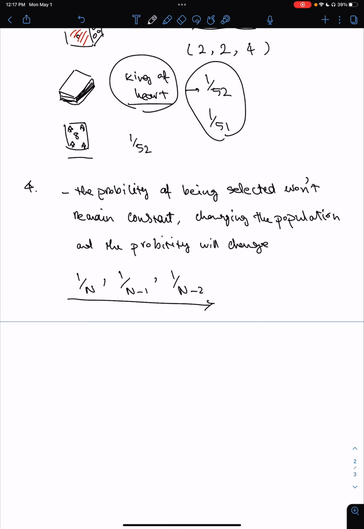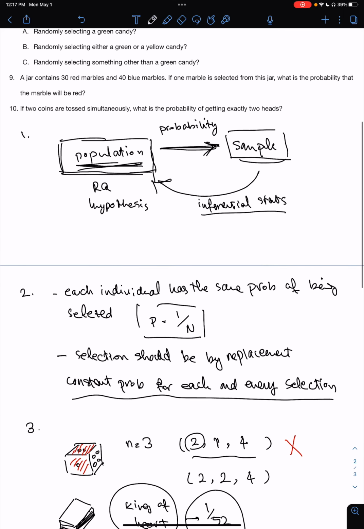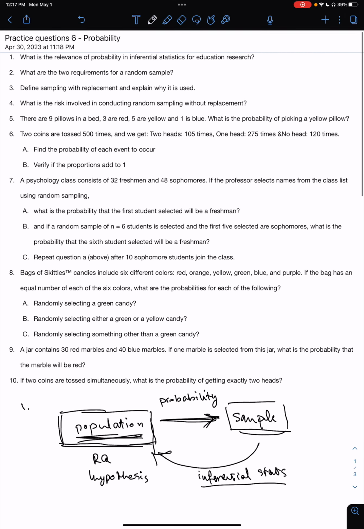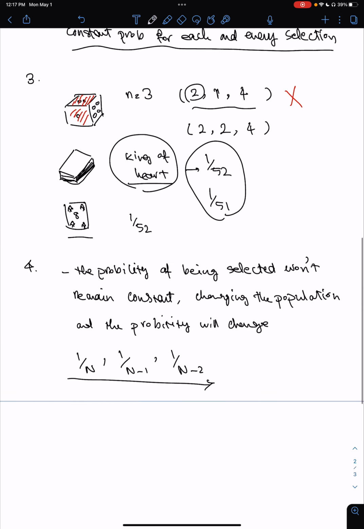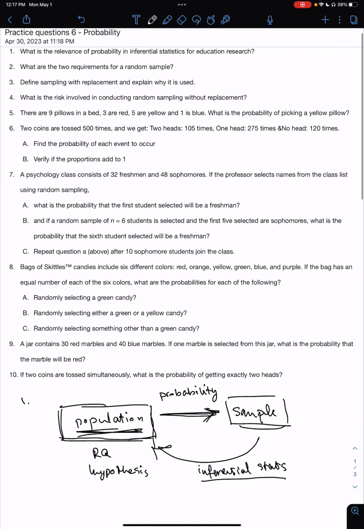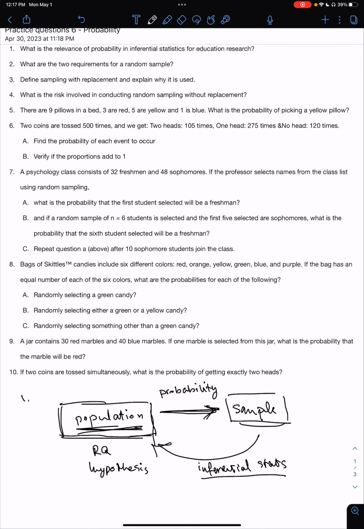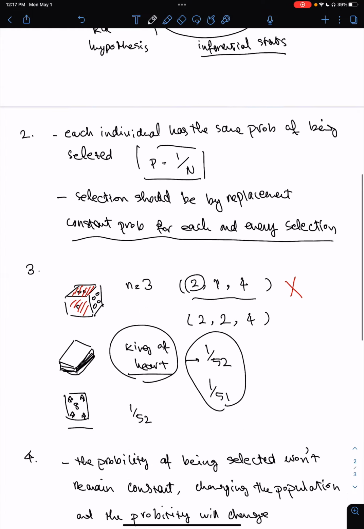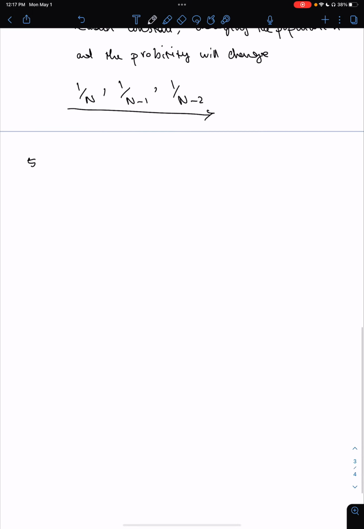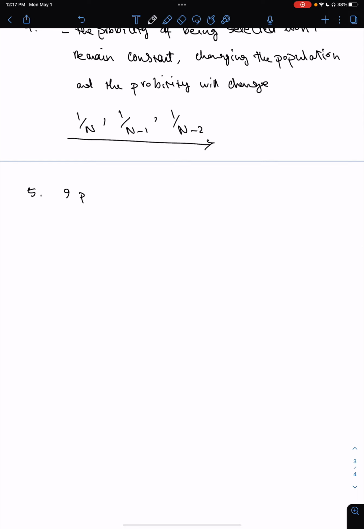Okay, let's look at question 5. There are 9 pillows on a bed: 3 are red, 5 are yellow, and 1 is blue. What is the probability of picking yellow? So let me write it down. We have 9 pillows, right?